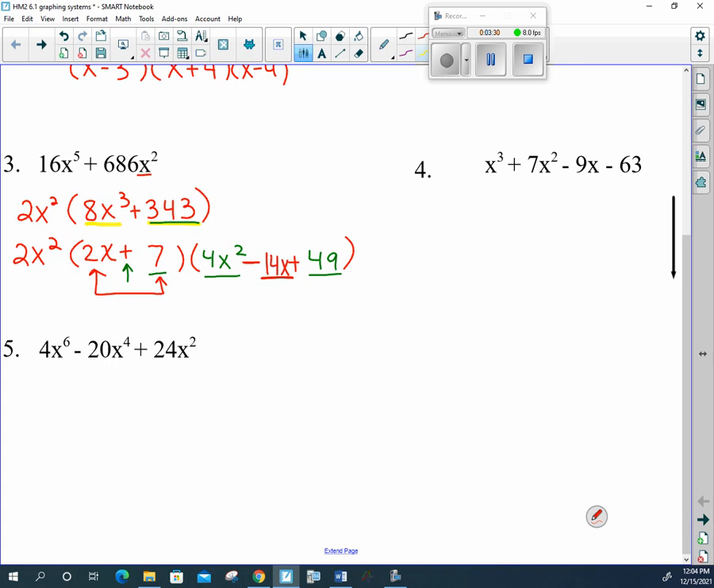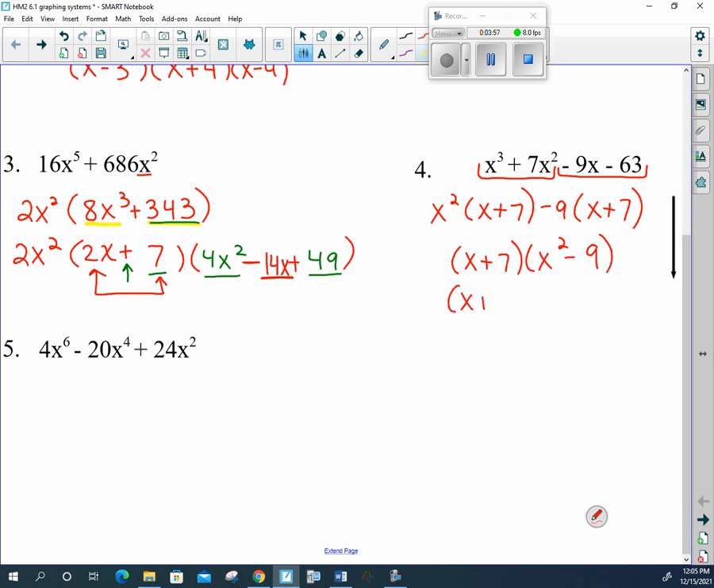Okay, number 4 looks like grouping again. So I'm going to group the first 2 and the last 2. So greatest common factor out of the first 2 is x squared. So that's going to leave me with x plus 7. And out of the last 2, it's a negative 9. So that's going to leave me with x plus 7 again. Now, x plus 7 is the common factor, so x plus 7 comes out, and that leaves me with x squared minus 9, which is difference of squares again, so we're going to keep factoring that one. That's going to go to x plus 3 and x minus 3.